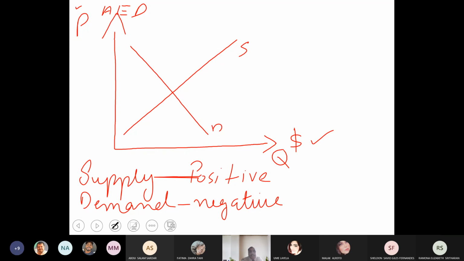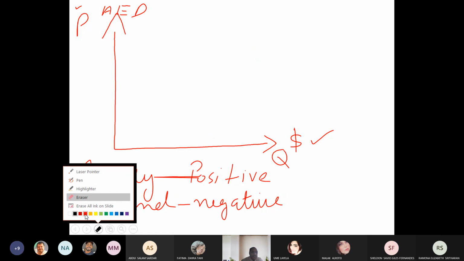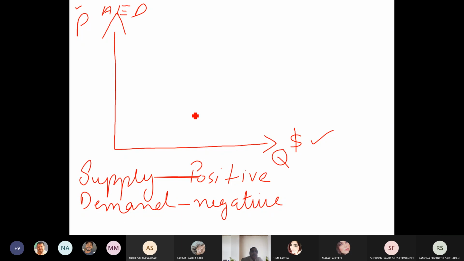Now, why is the demand curve negative? For example, let me erase this. I just want to remove this for a moment. I want to go step by step and show you basically how this exchange rate is made. So now this is the law of demand. I said the demand curve is downward because of the negative relationship between price and the quantity.